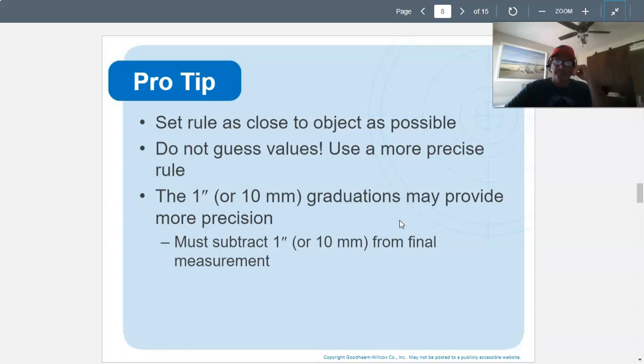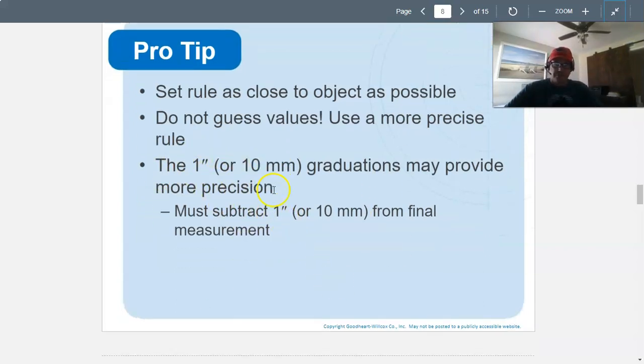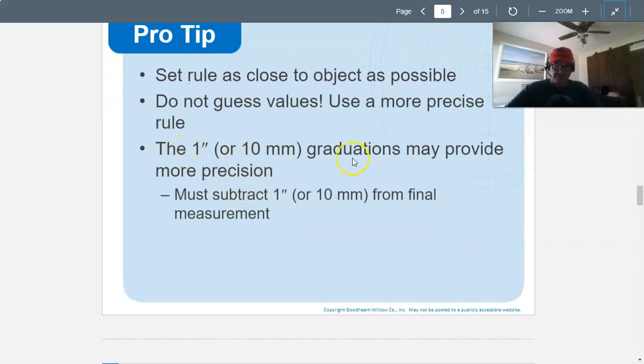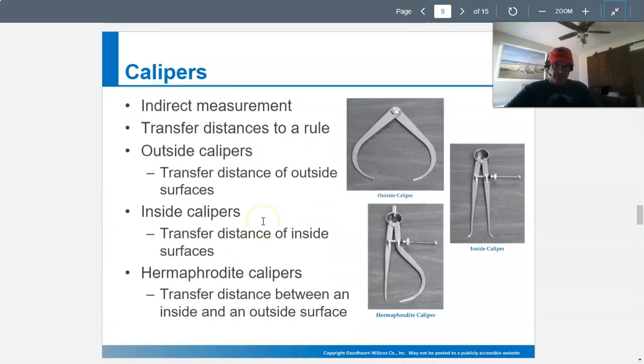And it says the 1 or the 10 millimeter graduations may provide more precision. I'm not sure exactly what they're trying to say here. The 1-inch graduations, I don't know which. It's kind of odd. I'm not sure exactly what they're trying to explain.